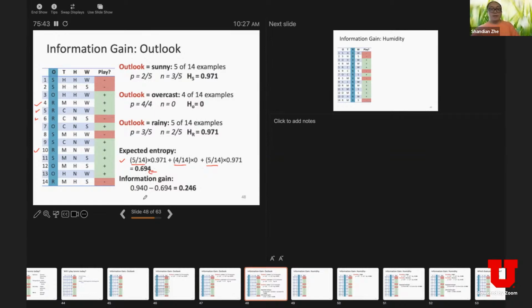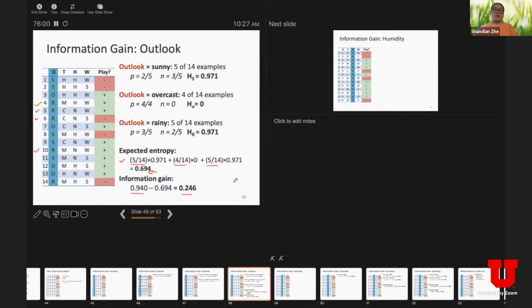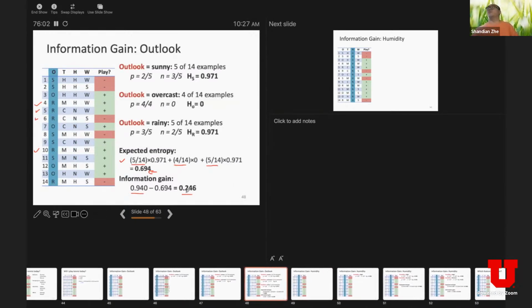Then your information gain, according to the definition, will be the entropy of the whole data set subtracted by the expected entropy over the subsets, which is 0.246. So now we get our information gain for the first attribute, outlook, which is 0.246.